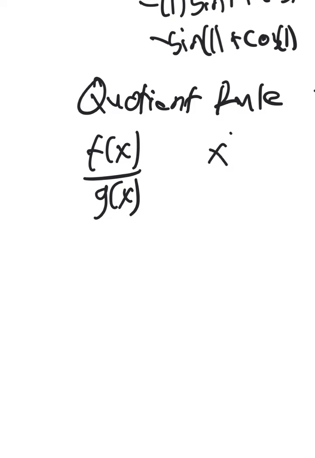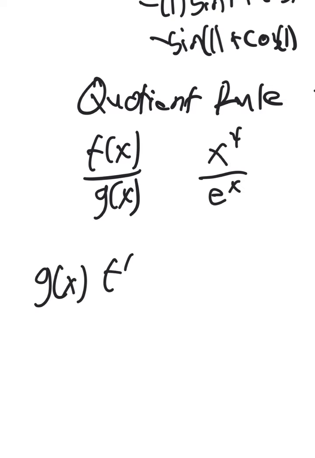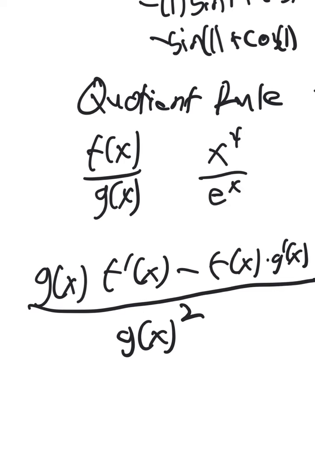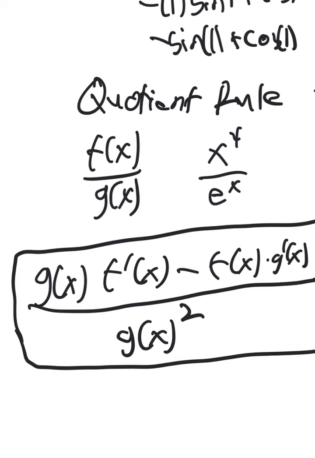Let's say our function is x to the fourth over e to the x. So it'll be low g d high, so times f prime of x, minus high d low f of x times g prime of x, all over low low, so g of x times g of x, which is g of x squared. So this is the general formula for the quotient rule.